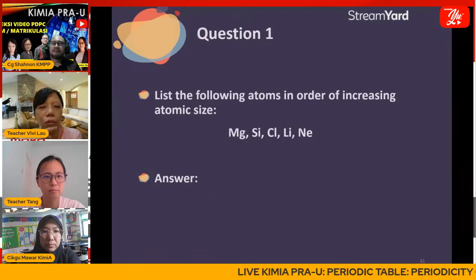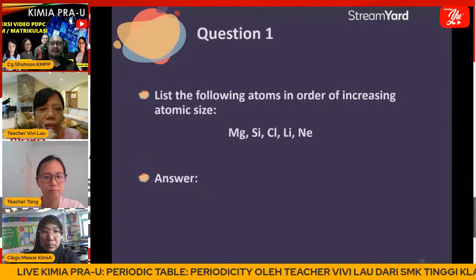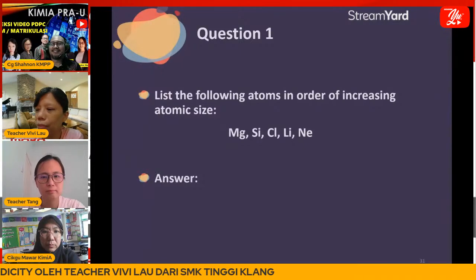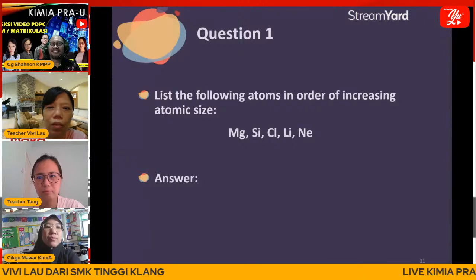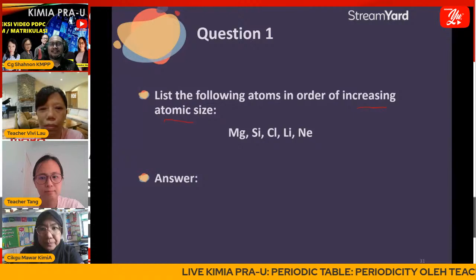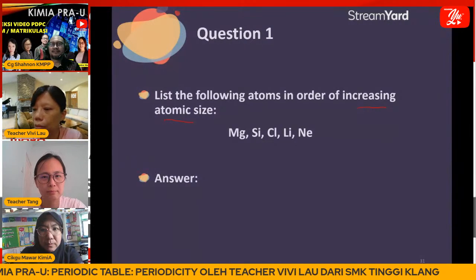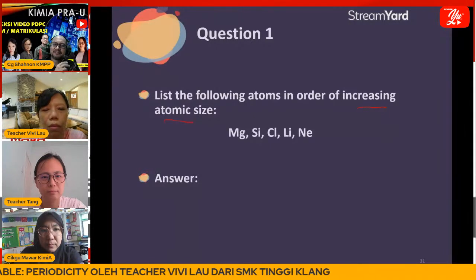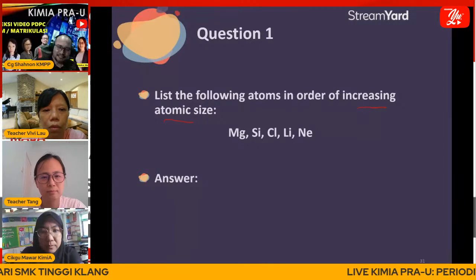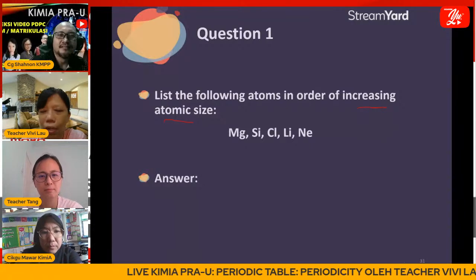List the following atoms in order of increasing atomic size. You can write your answer in the chat box. So, increasing atomic size. You check whether they are in the same period.